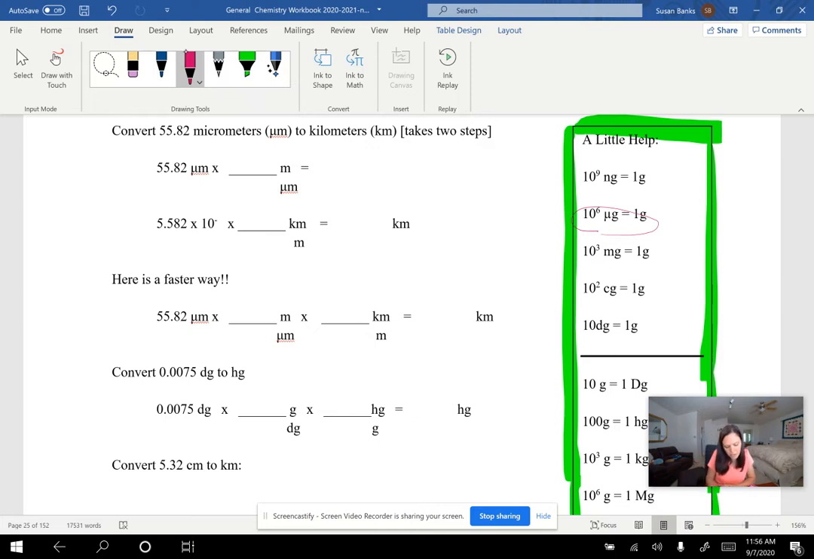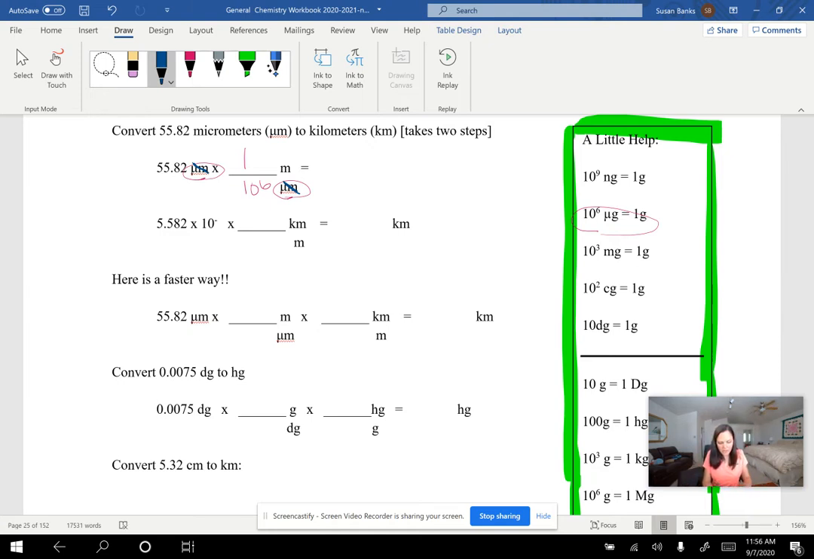So I have micrometers here on the top. So on my next step, I want them on the bottom so that they will cancel out. So I'm going to put the 1,000,000 micrometers on the bottom. So I will have 10 to the 6th micrometers, and that will equal 1 meter. Okay, so notice I can take my units of micrometers. Micrometers divided by micrometers cancels them out, and I'm left with meters.